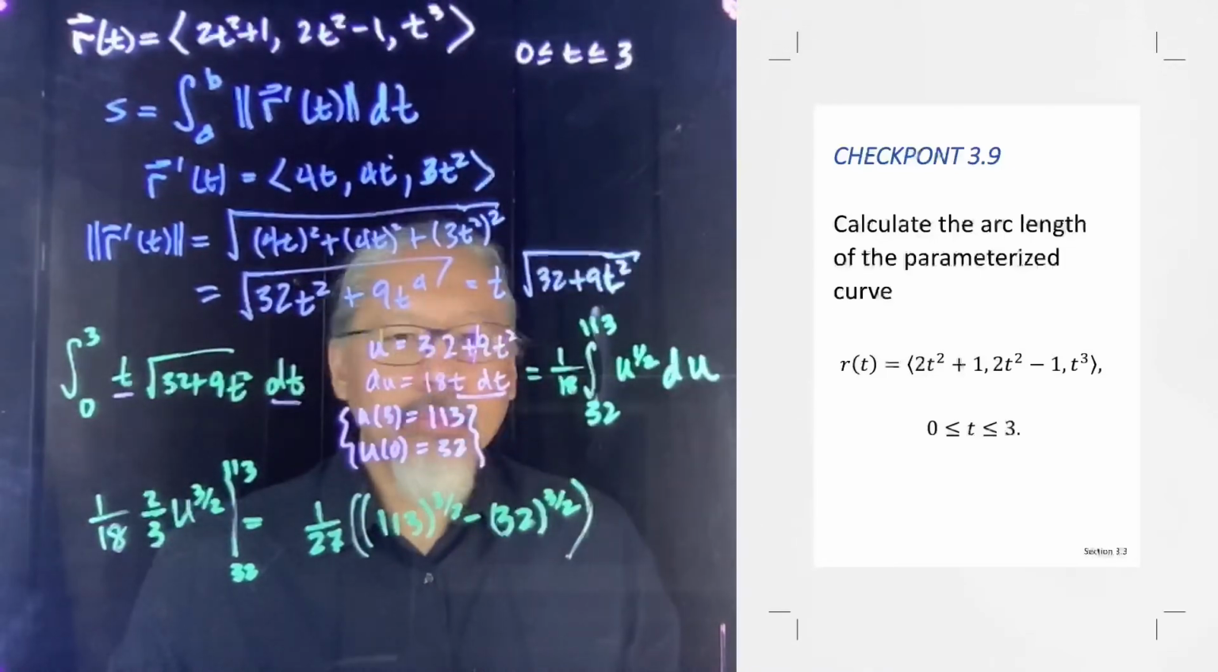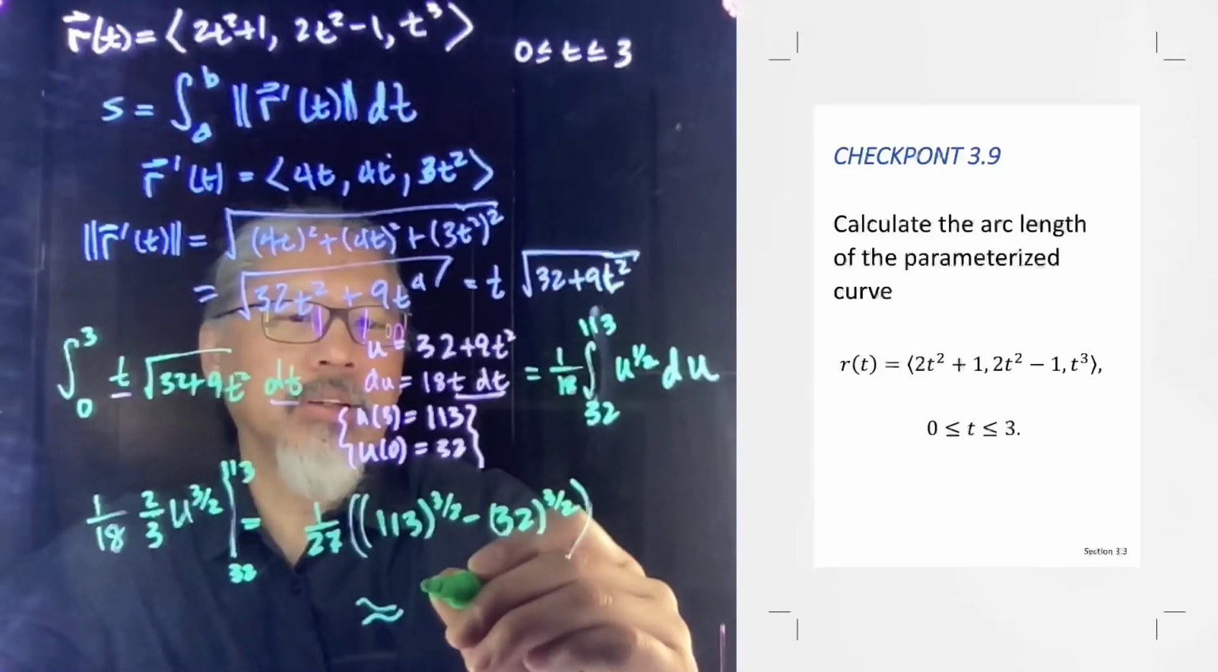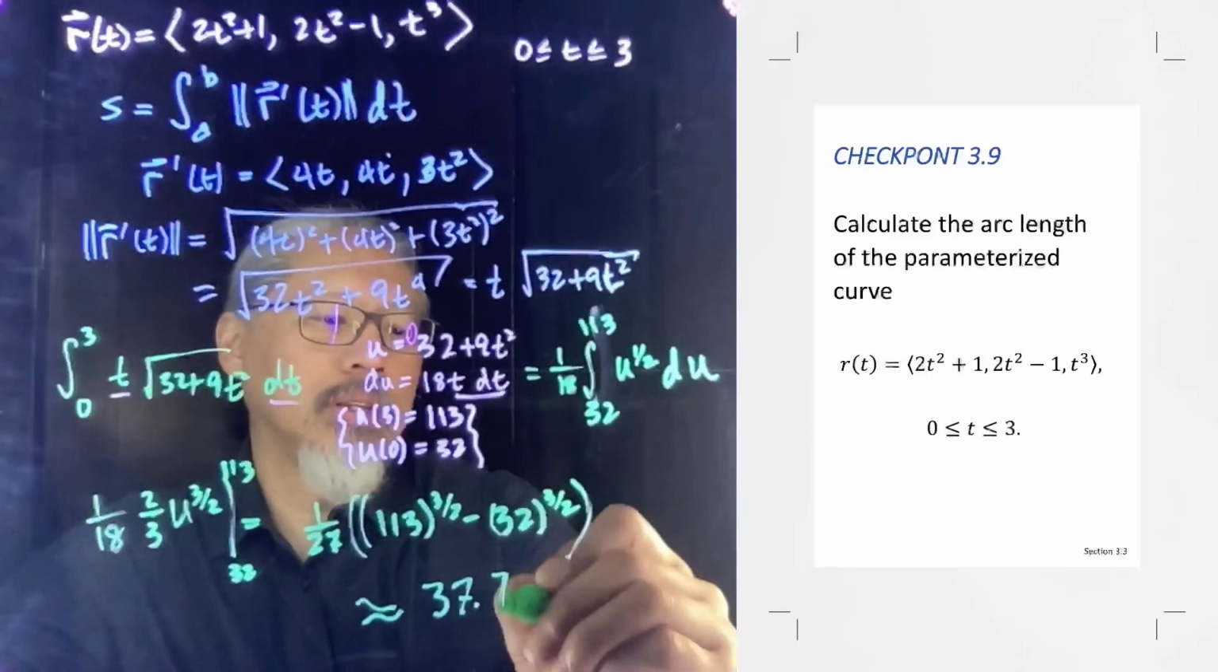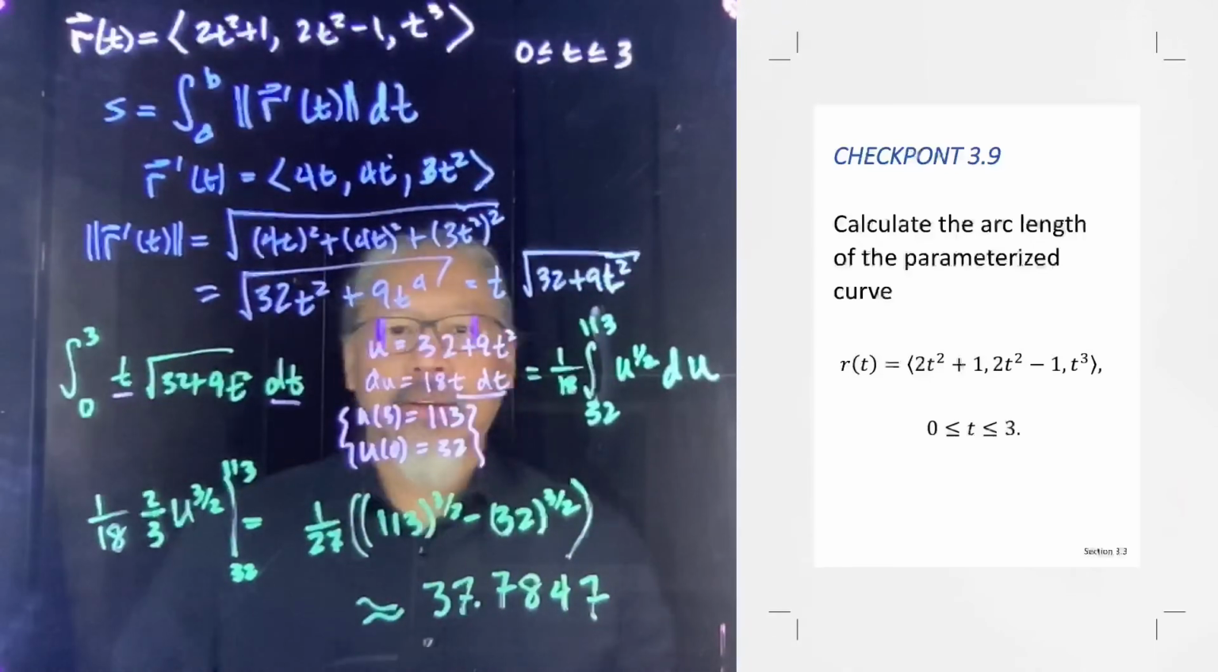Okay. If you throw this into your calculator, you're going to get this to be approximately equal to 37.7847. Okay, I think that's it.